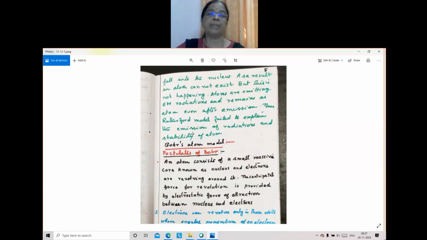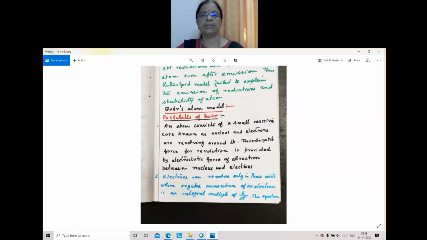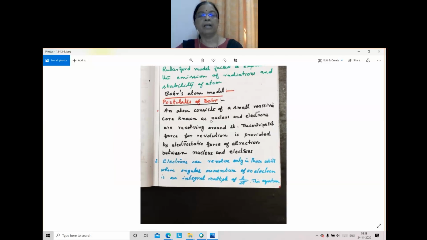That is explained by Rutherford. Atoms are emitting EM radiations and remain as atoms even after emission. Actually, atoms are emitting EM waves and remain stable. But Rutherford told it will fall into the nucleus. But it is not happening. Thus, the Rutherford model failed to explain the emission of radiation and the stability of the atom. Okay, that is the drawback. So you have to study that. Then next comes the Bohr atom model. First, certain postulates are there, very important postulates.